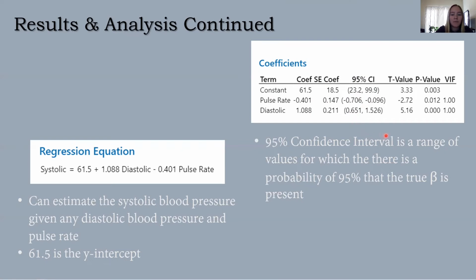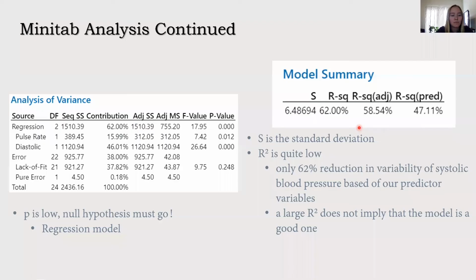We can see that it is a range of values for which there is a probability of 95% that the true beta is present in this range. As you can see, for pulse rate it's a smaller range, as well as for diastolic blood pressure. And our constant has a big jump in possible beta values.